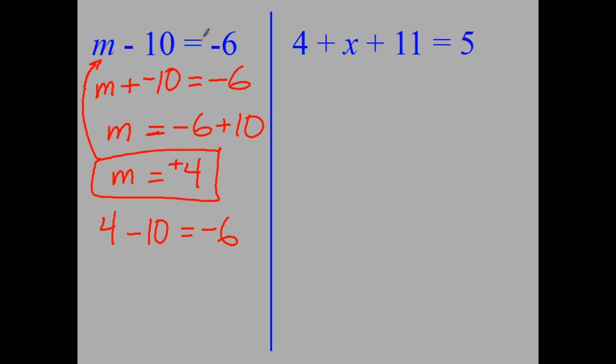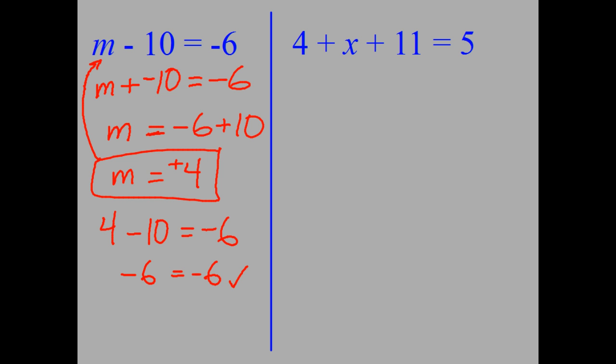Okay, so if I do 4 minus 10, if I start at 4 and go down 10, that's going to take me to -6. Does that equal -6? Yes, it does. So my answer checks out. All right. Let's take a look at this next one.